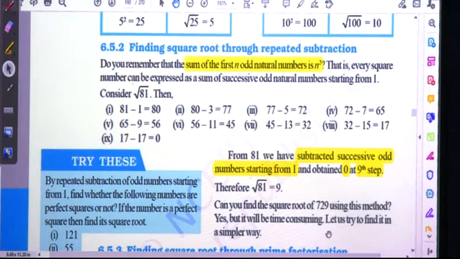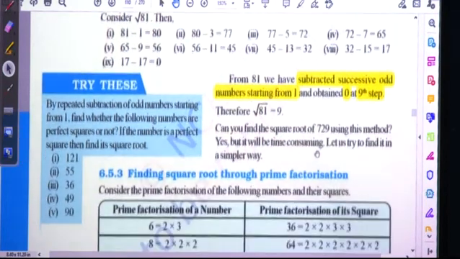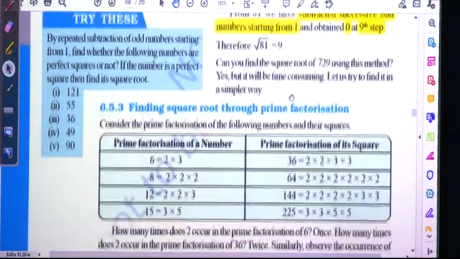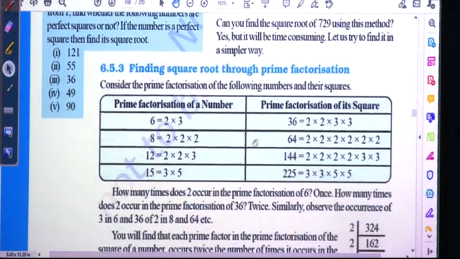Now what they are telling us, let us try to find it in a simpler way, because as the number goes on increasing, means square root of a bigger number, it becomes much more difficult and time consuming. Here the example of square root of 81 we are calculating. Now they are asking, can you calculate the square root of 729? So it becomes much lengthier. Let us see what they are explaining to us.